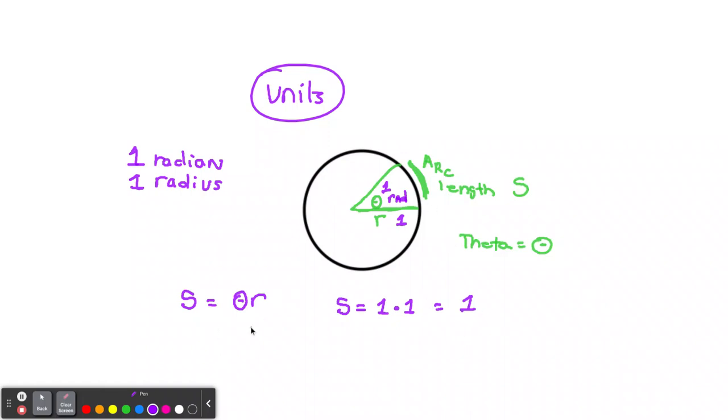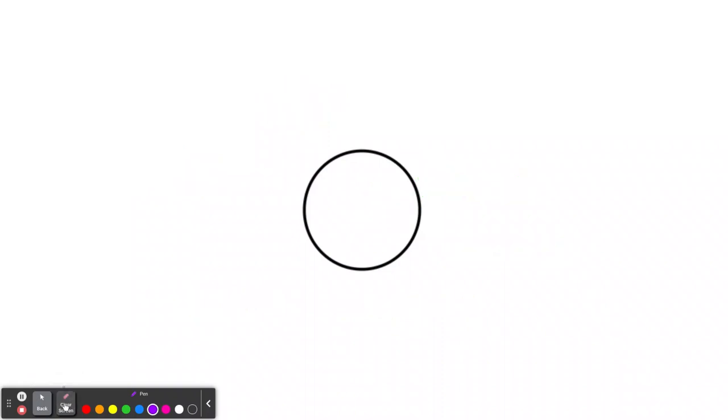I'll do a few of these so you can understand them. Let's clear this out. All right, so let's make another central angle. All they are is a slice of pizza.